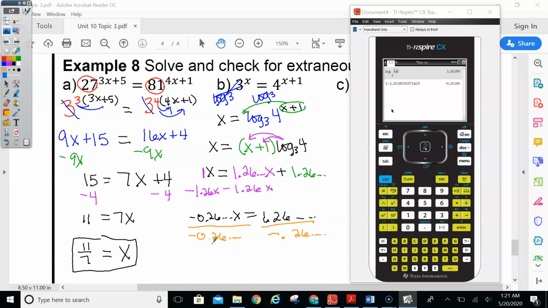And I know it looks ugly, but you're going to have decimals all along the way. So you don't have to write all the decimals. You don't even have to round here. Just leave it in the calculator and just go up and highlight as you need to.